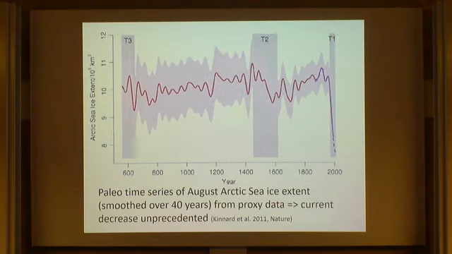If we put that into a longer time series, of course there's much more uncertainty in the data, but we can get the best sea ice information for August from proxy data. If you look at the August sea ice extent from a paleo time series, smoothed here over 40 years, we can see that the current decrease is unprecedented. There were some other periods around 1500 and 600 where we had some decreases, but nothing like we have seen in the last 40 years.